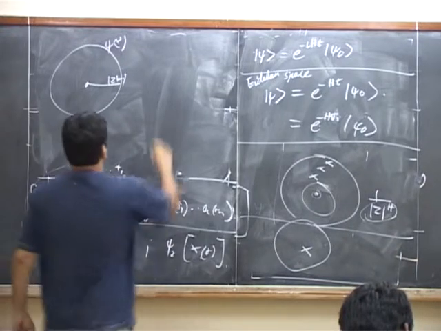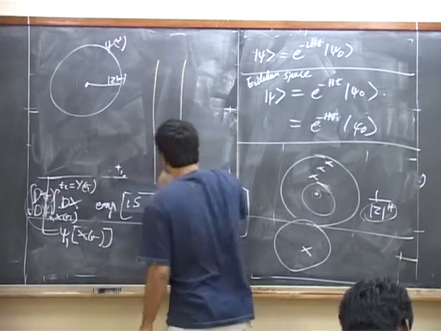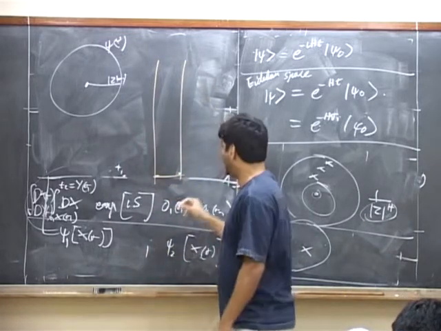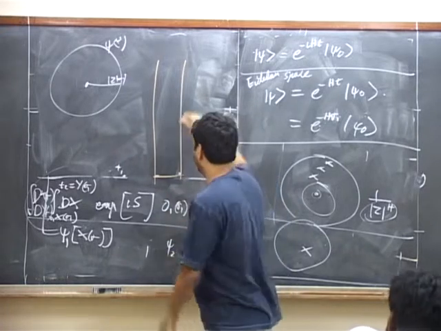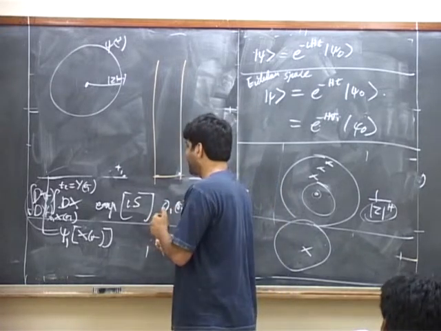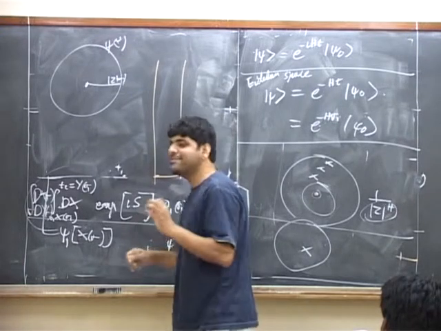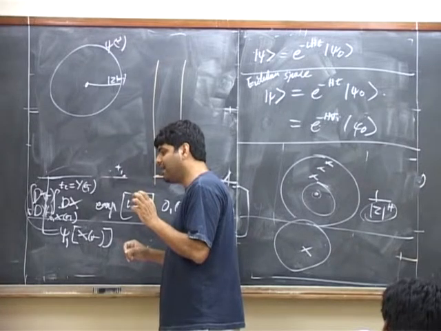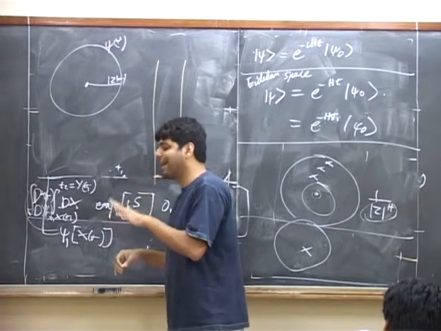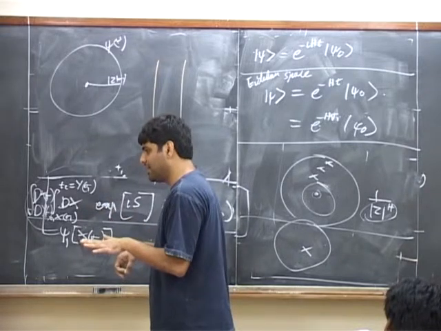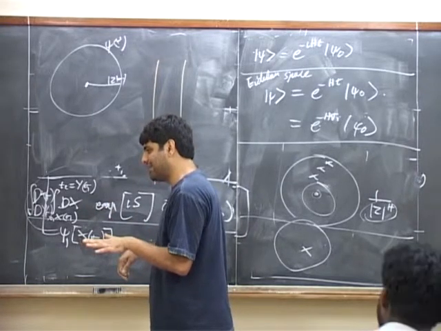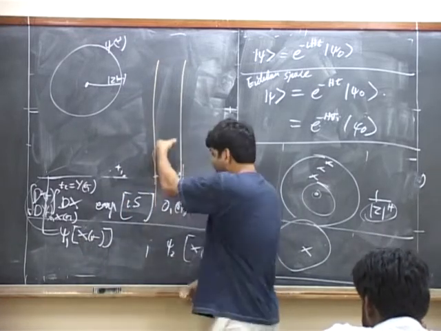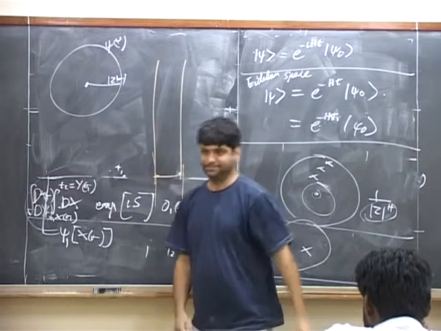Well, you see, suppose you do a path integral, okay? Actually, it's a little more subtle. It's actually the lowest energy state that survives when you act with the operator. Okay, but let me say this. Suppose you do a path integral and let the cylinder go to infinity.